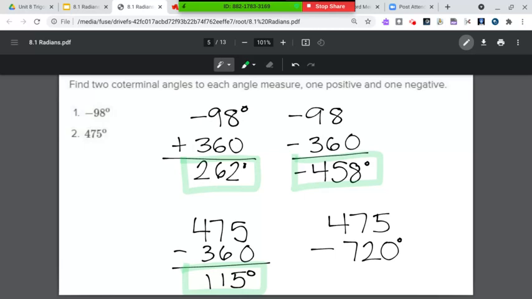From 115, yes, you can do that as well. Korea said, can't you just subtract 360 from 115? Yes, that's the same thing as taking 475 and subtracting 720. You get negative 245 degrees.